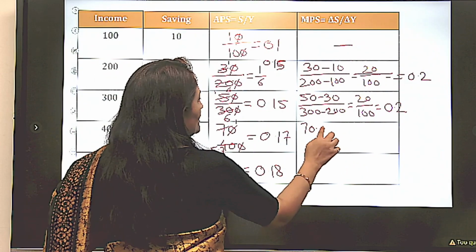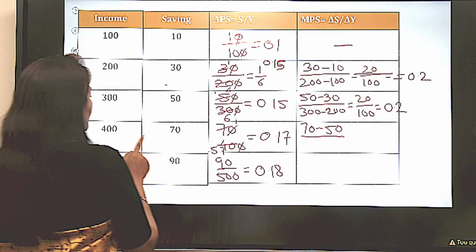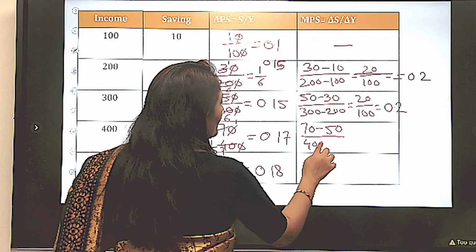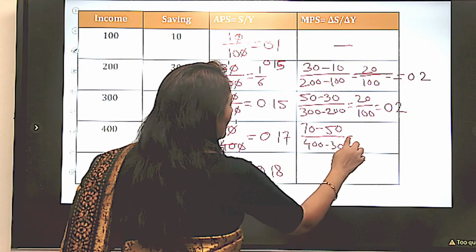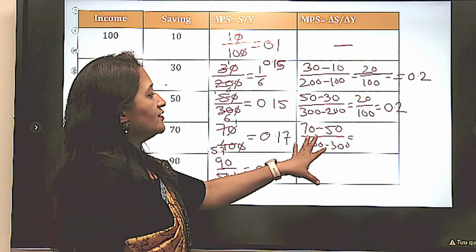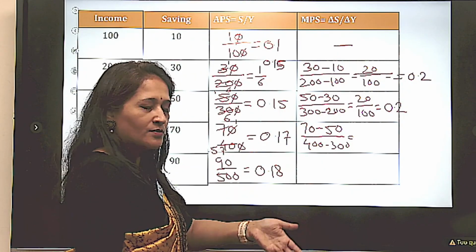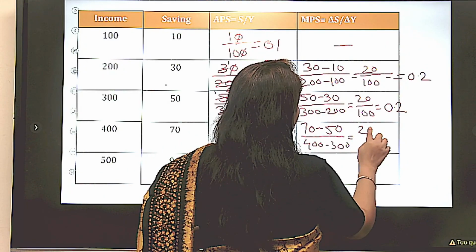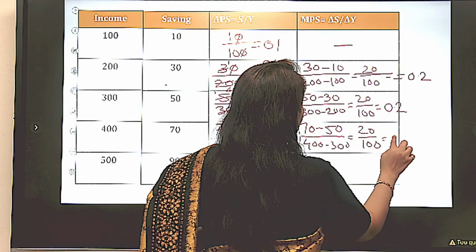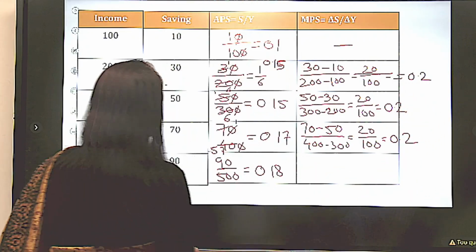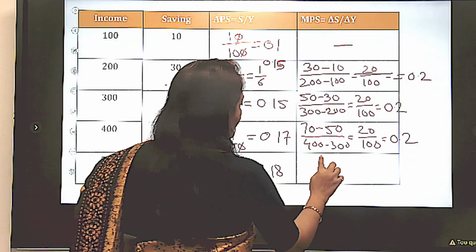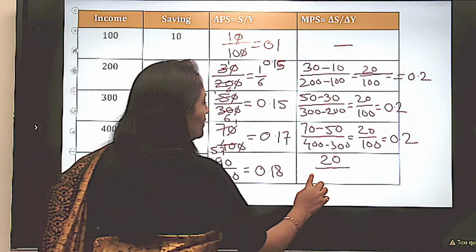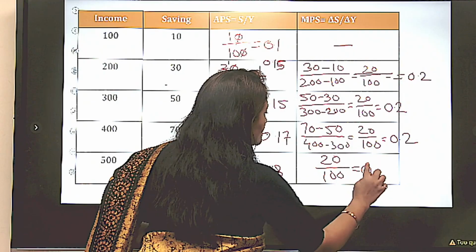70 minus 50 divided by 400 minus 300. I hope you all understand why I'm subtracting these figures, just to find the change in the savings and the change in the income. So again, this will be 20 upon 100, that means 0.2. 90 minus 70, again it is 20, right? 500 minus 400, again it is 100. So your answer is 0.2.